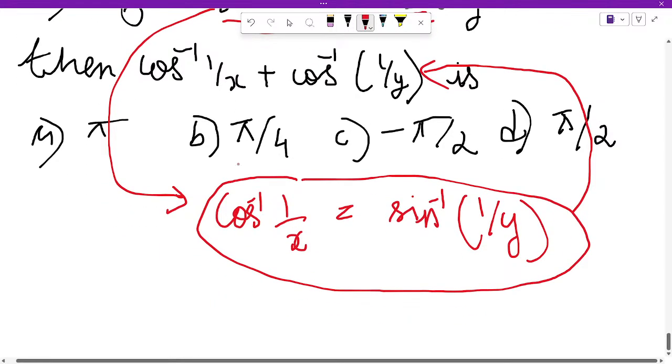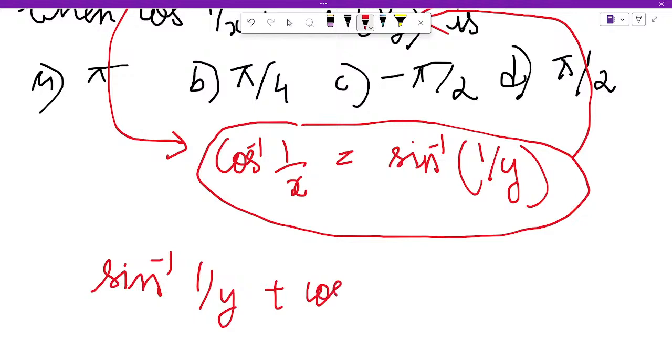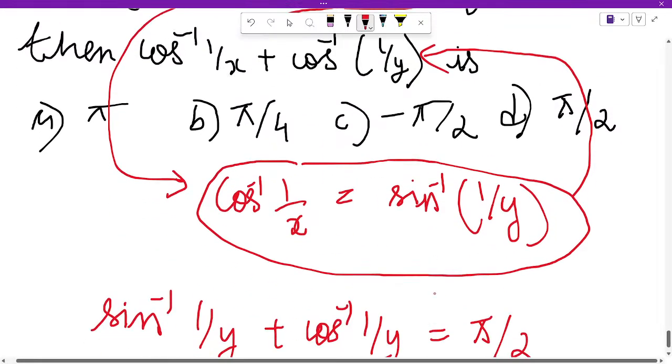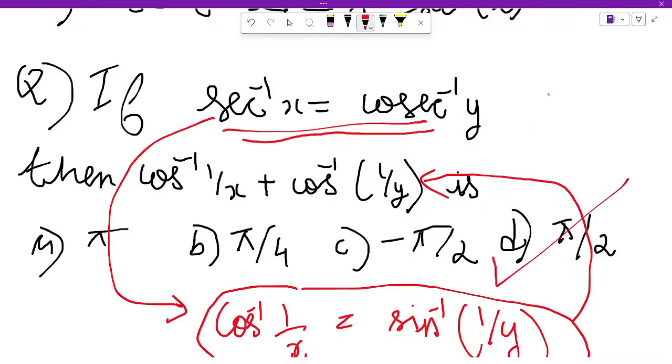That is, in terms of cos inverse 1 by x, we can give sin inverse 1 by y plus cos inverse 1 by y. So as per the identity, what's the answer? Pi by 2. See, simple question. We can resolve within 10 seconds. So the answer is D, pi by 2. AITC, sure question.